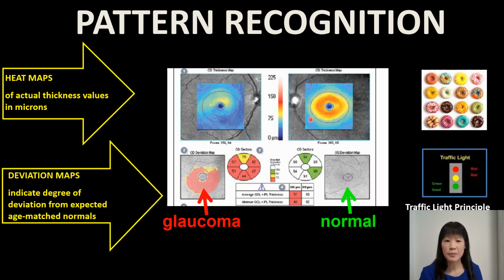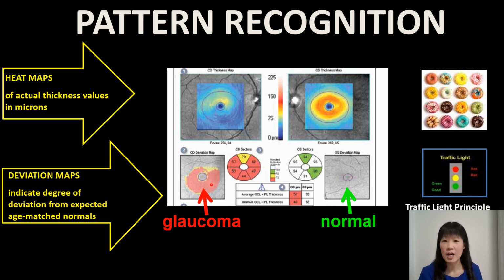However, on this printout, you can also see the deviation maps. This is the OD deviation map, and here it says OS deviation map. Normally, the deviation map should be gray. There should be no deviation from age-matched normals. Everything should be green, like a traffic light. Green is good, red is bad, yellow is kind of a warning. In this case, this is the left eye, normal.